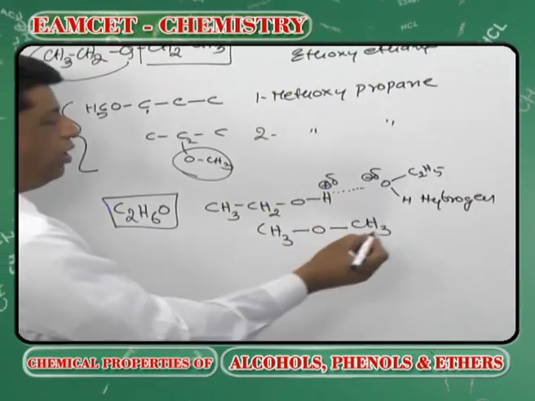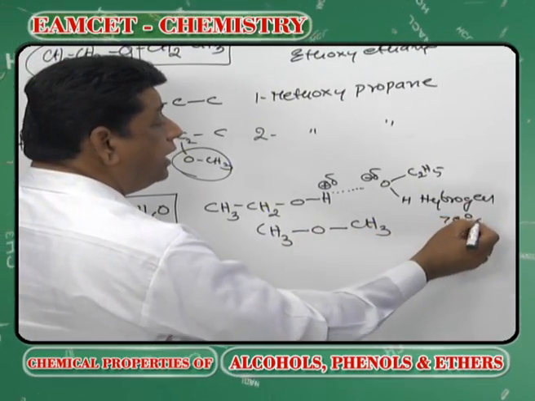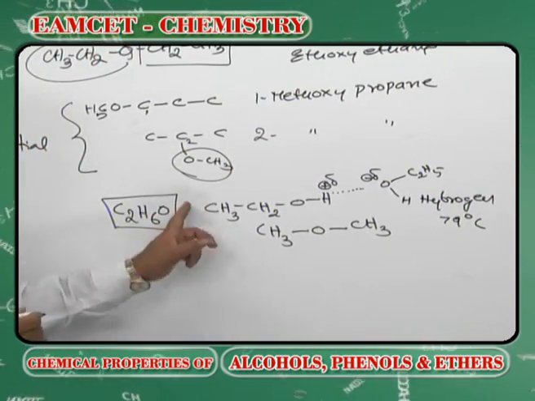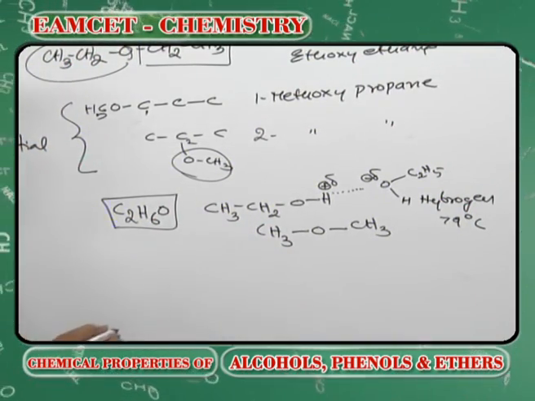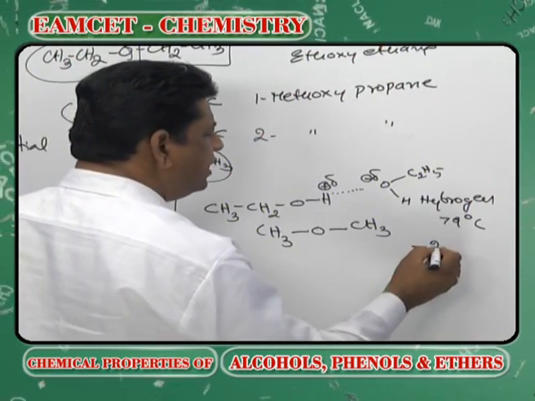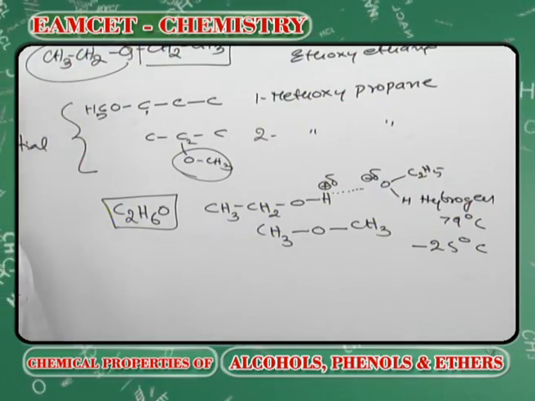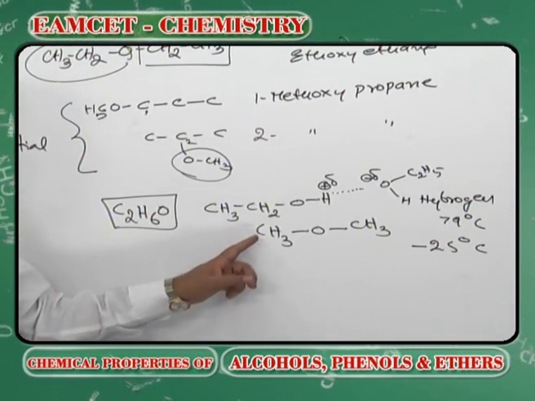In the case of ethanol, around 79 degrees centigrade you find. Whereas the same structural formula, 2 carbons, 6 hydrogens, everything is same, but it will have around minus 25 degrees centigrade boiling point. See how much difference, almost 100 degrees difference is there. This is a very, very low boiling point.